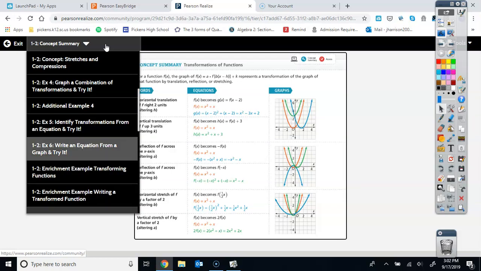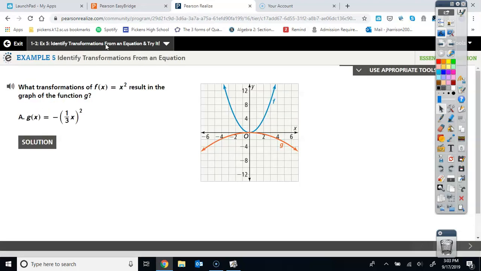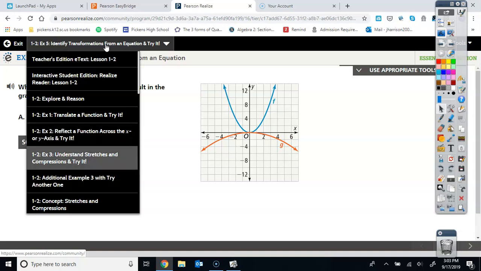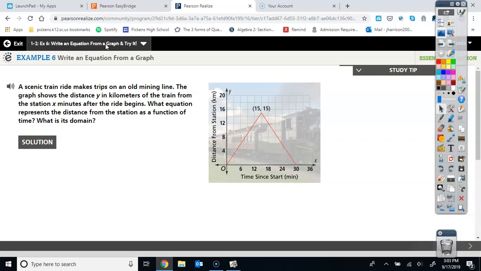Sometimes you will also have to look at an equation and just tell what happened. Notice that this one has a negative. It flipped it upside down. It has a 1/3, so it made it wider. So you just look at it and you tell what happened. Okay? Sometimes you will also have to go through and actually write an equation from a graph. In your book, there's an example of this train showing the distance of the train from the station a certain number of minutes after the ride begins. So notice the train goes away from the station and comes back.